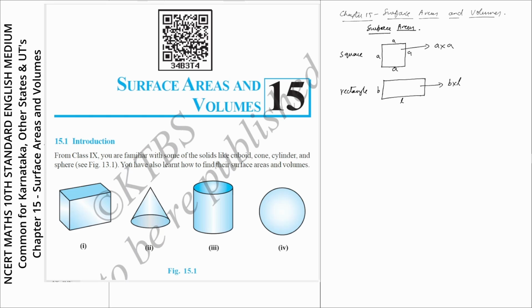Now what about a circle? If r is the radius of the circle, what is the area given by? So the area is given by pi into r square. Okay. Now what about a cylinder?